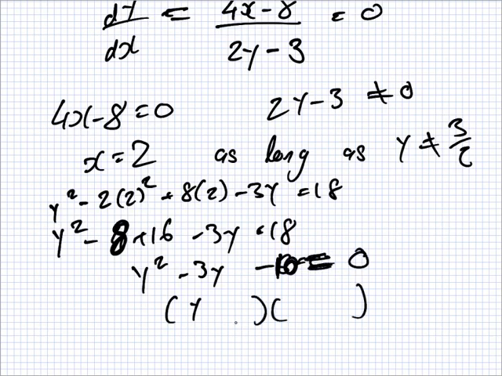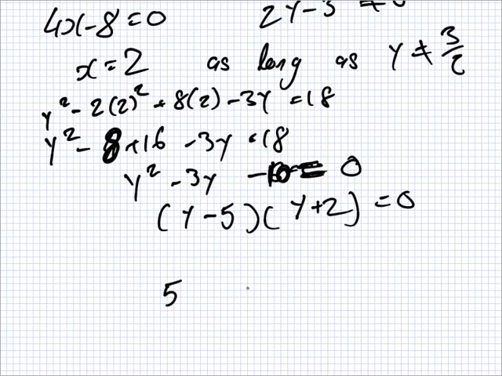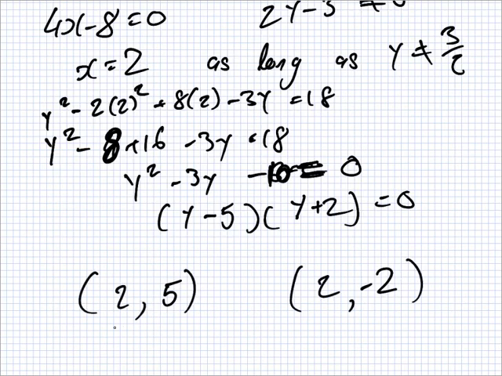So that has y minus 5 and y plus 2 equals 0. So what are our two y values? 5 and minus 2. And what was the x value? 2. Even if x has 2 values, so it's going to be like 4 answers? Yes, if x had 2 values, there could be potentially 4 answers.